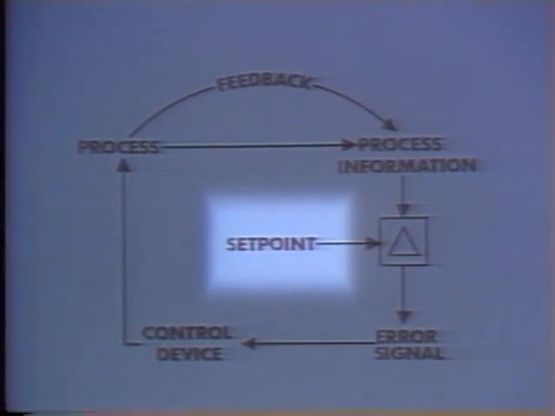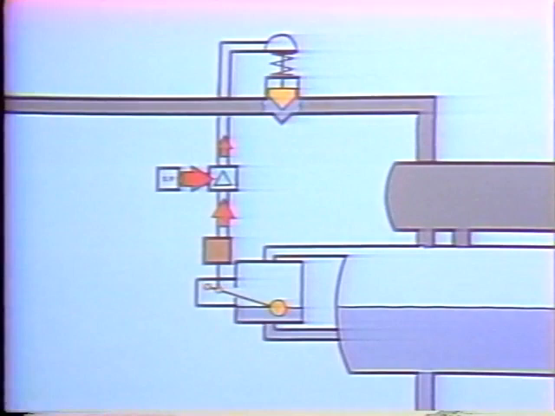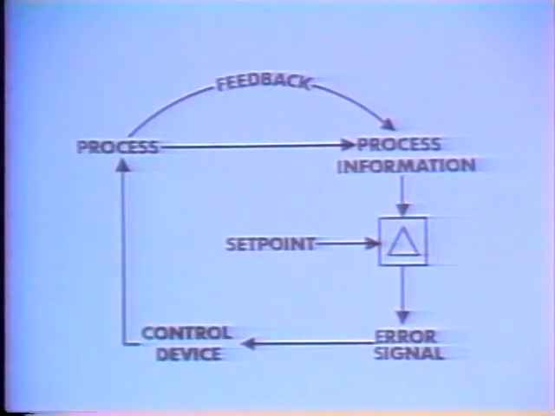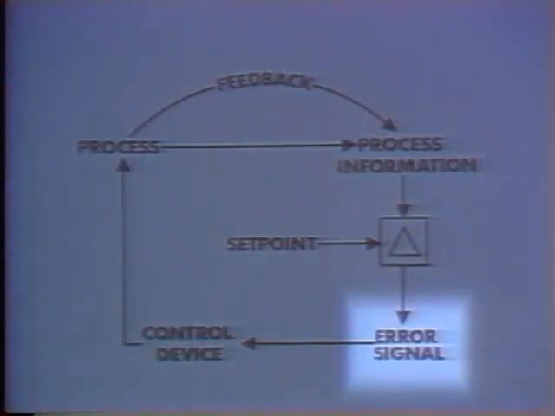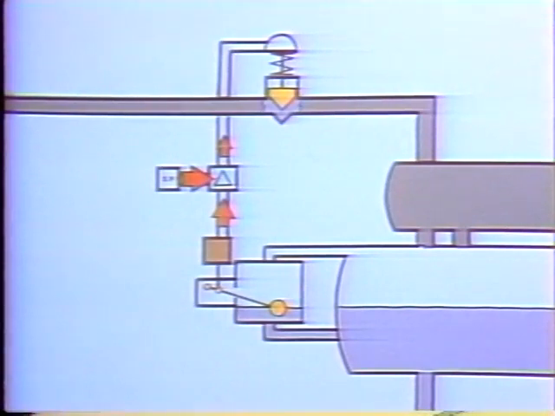As you know, the set point is the desired value of the variable. In the case of the feed water tank, the desired level or set point is 8 feet of water. The fourth element, the error signal, is generated by comparing the set point with the process information. In the system we just looked at, the error signal is the difference in level between the set point and the actual water level in the storage tank.